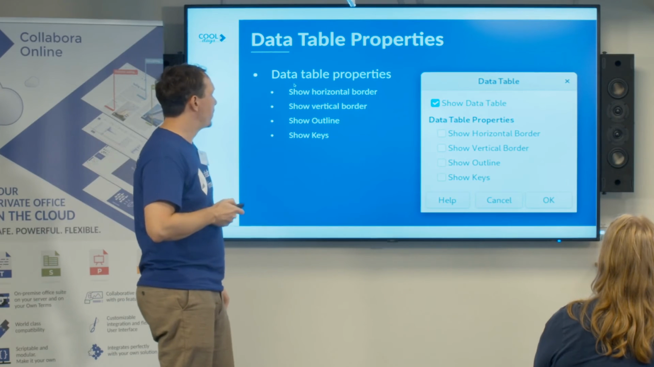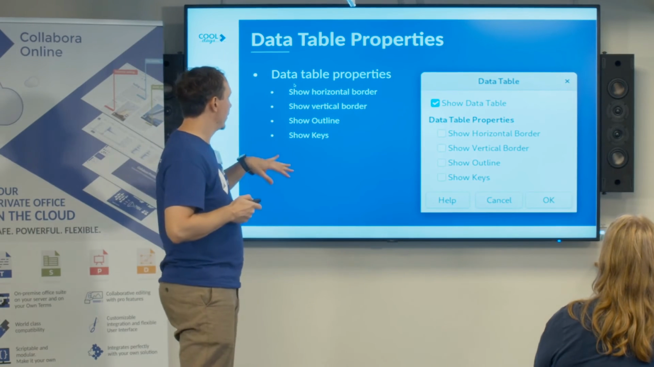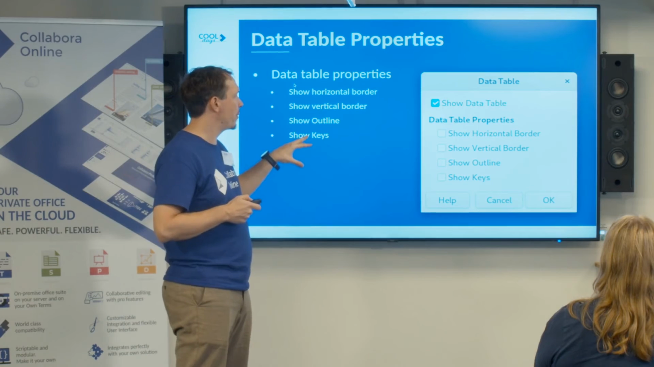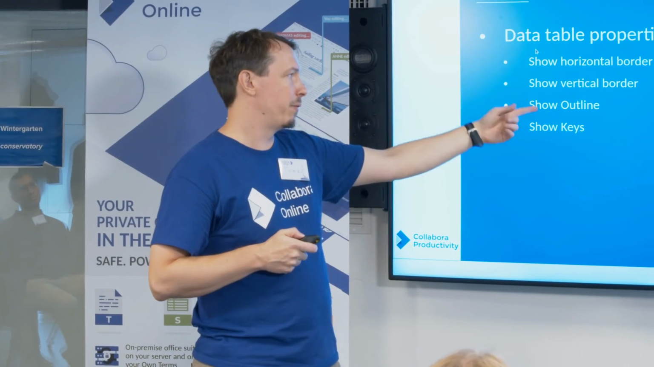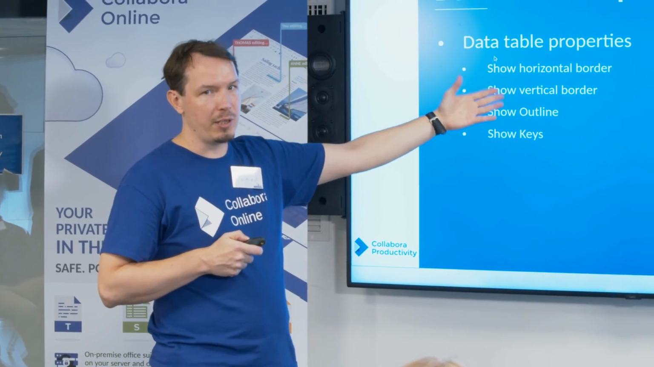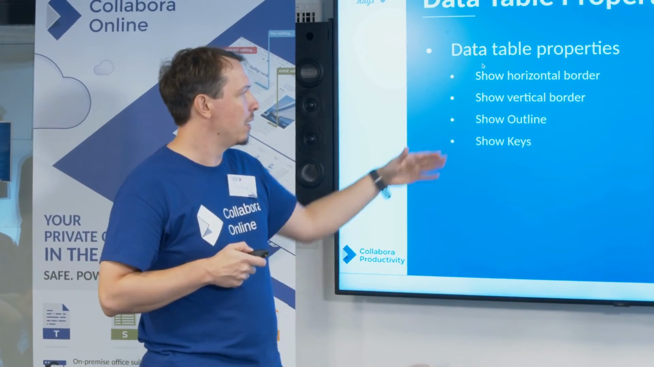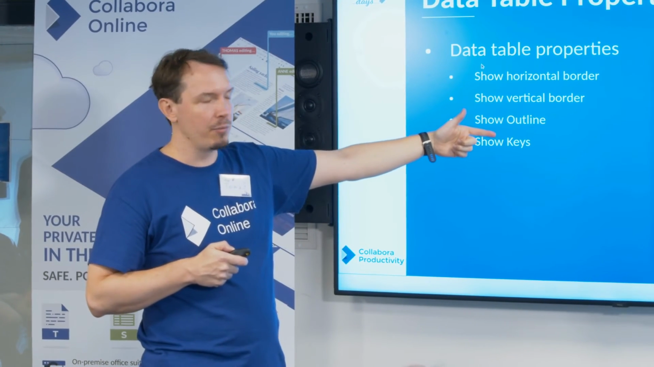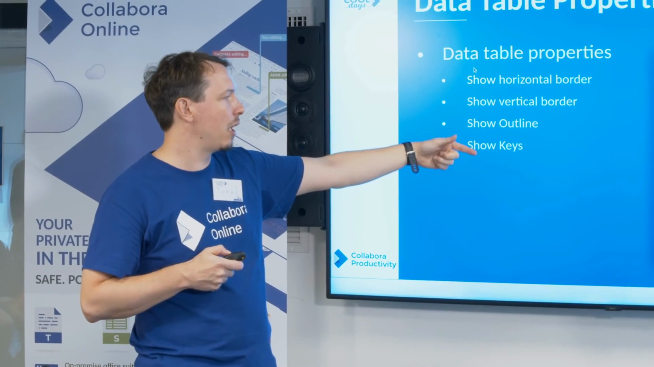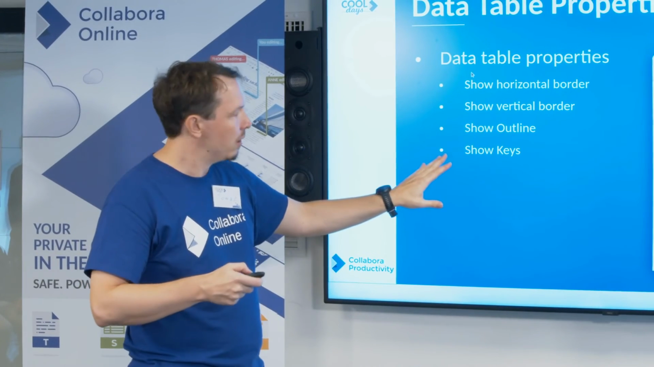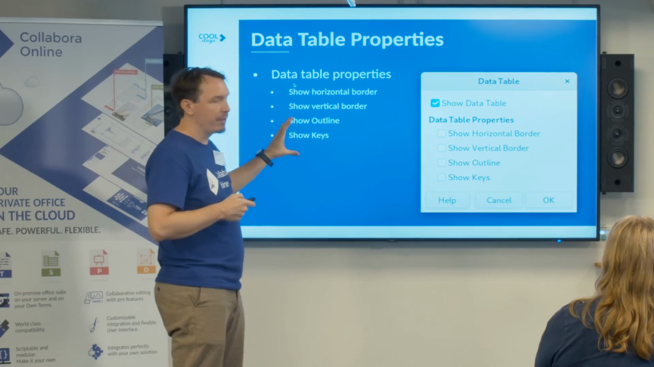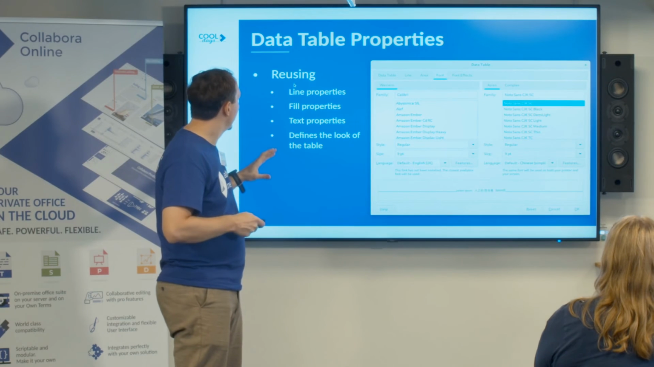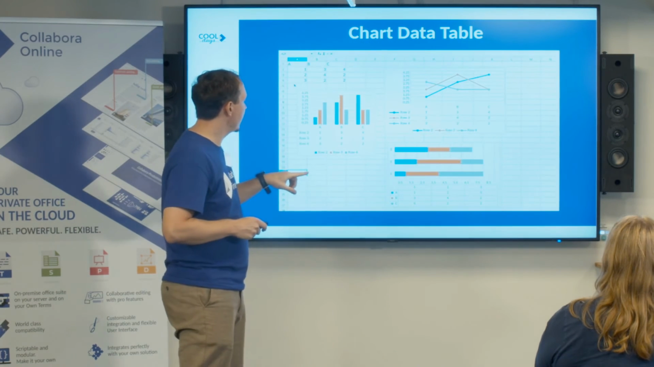The data table properties are, if you insert a data table, you have various properties available. First is, of course, whether you want to show the data table or not, and then the data table properties, which are either show the horizontal border, the vertical border, outline, and keys. These are specific to the data table, and it's best to show them here.